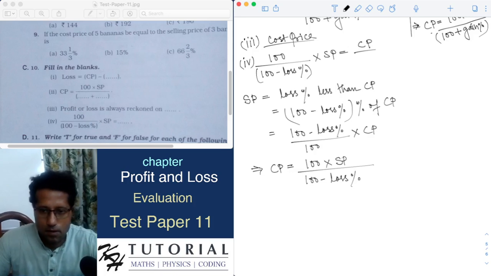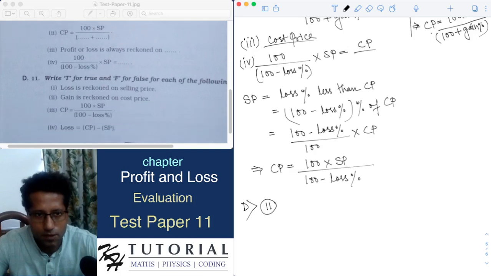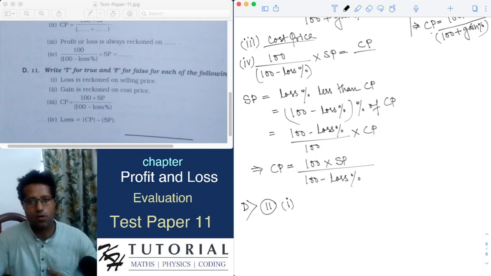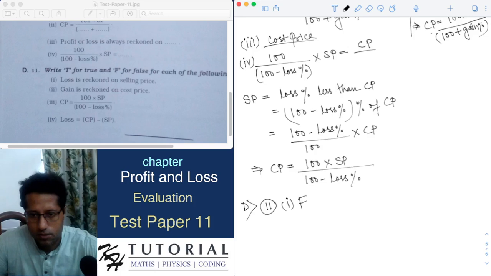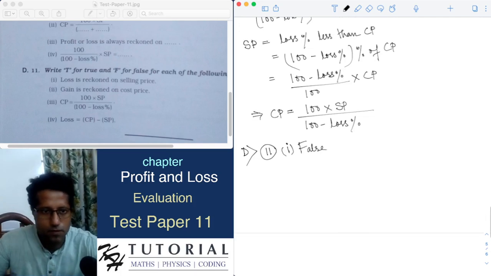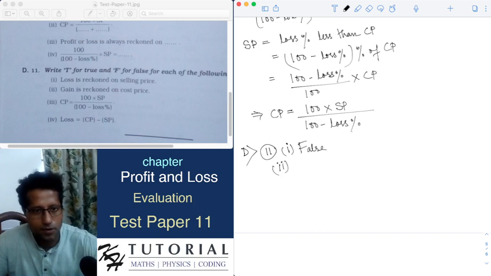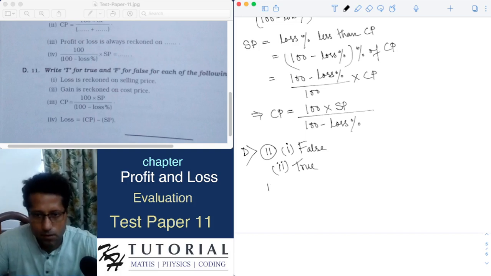Let's move on to section D, question number 11. This is true and false. We have to say whether the statements are true or false. Part 1 says loss is reckoned on selling price. This is false. Loss and profit are always reckoned on the cost price. Second, he says gain is reckoned on cost price. This is true. Gain and loss both are reckoned on the cost price.